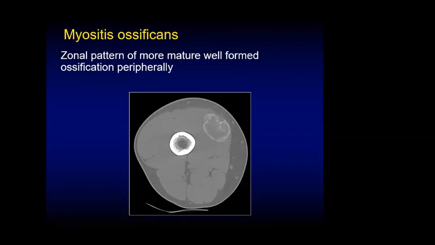To be honest with you, you don't even need an MRI scan for this patient. You could just call it myositis ossificans on CT. You don't need to do a biopsy on this, you don't need to do an MRI scan on this. You can just leave it alone. So it can be helpful.